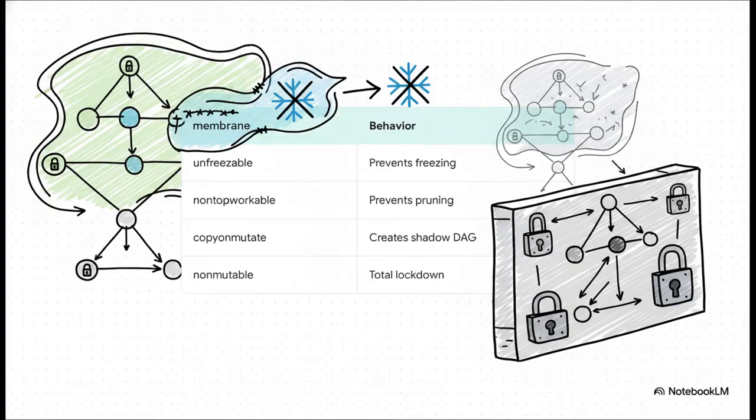The granularity of membranes here is something you don't typically see in Monte or Joey. You have unfreezable membranes, not top workable ones that prevent pruning entirely, non-writable membranes, RAM quota membranes, and versionable ones. A really interesting one is copy on mutate, which creates a shadow DAG for safe manipulation. All of these operate strictly under the engine's freezing and freezable rules to maintain total isolation.